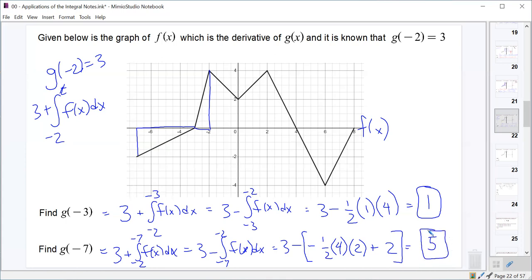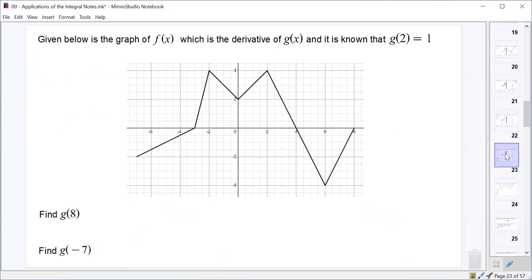And so as we move backwards, we lost a little bit of the value of g as we got to here, but as we continued back to the left, we're now gaining area because this stuff was negative. So going backwards with a negative should increase the value. So let's do a couple more of these.